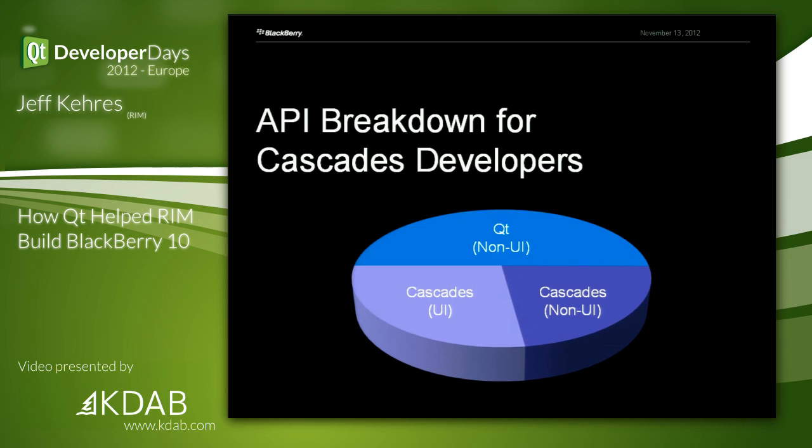So if you're writing a QtGUI or QtQuick app, obviously you can use all the Qt libraries, so both the UI and non-UI related libraries, and you can use this dark purple wedge as well if you wanted to integrate more deeply with the BlackBerry platform.